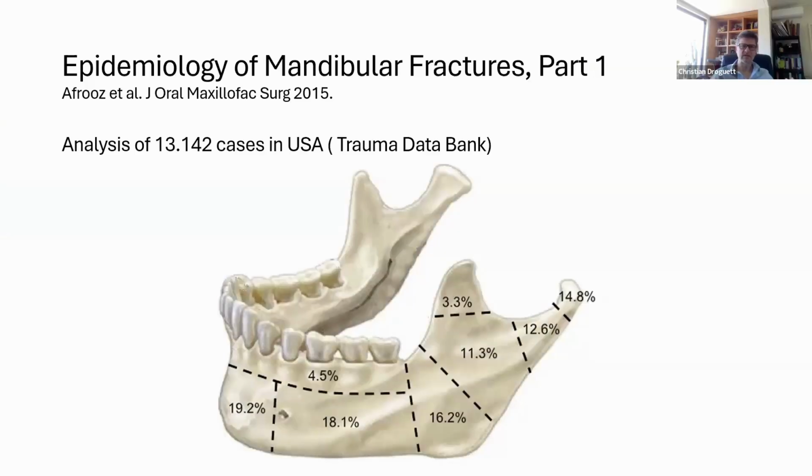Some epidemiologic data. This is a study in USA where they analyzed more than 13,000 cases, and they saw that about 27% of the cases affect the condylar unit of the mandible, followed by the area of the chin, then the body, and so on.